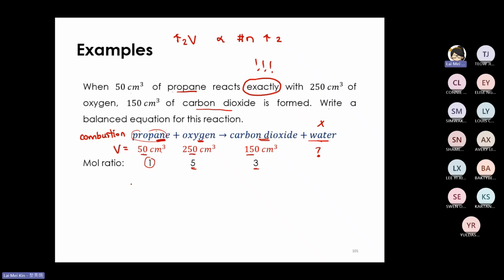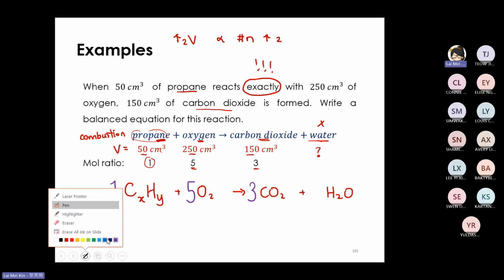Propane, I don't know the formula. Oxygen, what's the formula? Very good. Carbon dioxide. Very good. Water. The rest you know. And then I plug in. Remember, deducing: first you always find the number of mole. When you get the number of mole, then you plug in the ratio: 1, 5, 3. And then you slowly solve it.